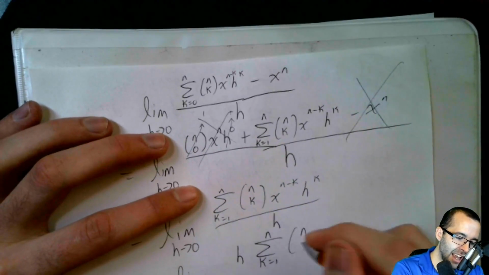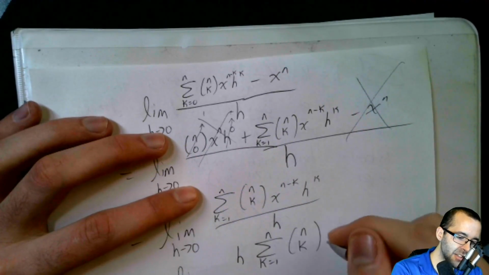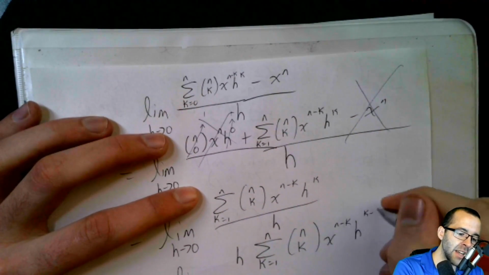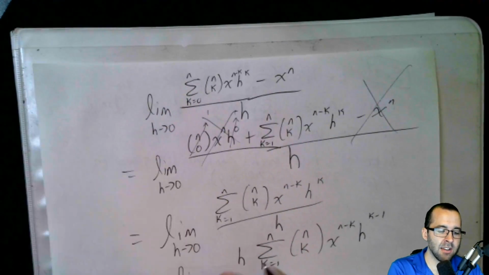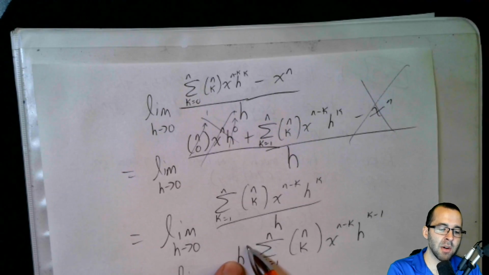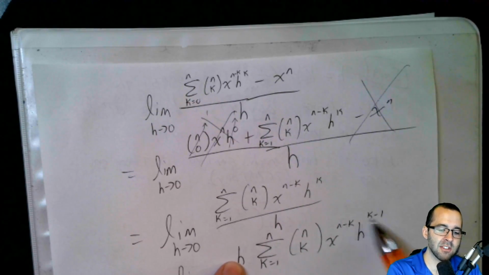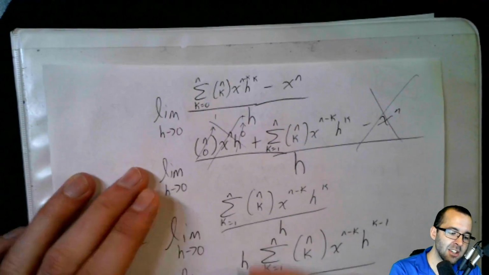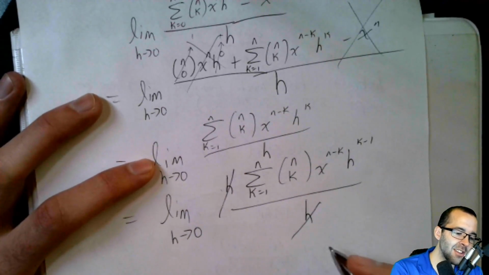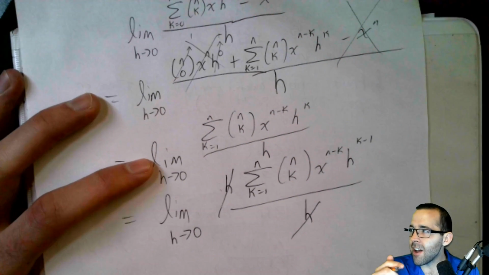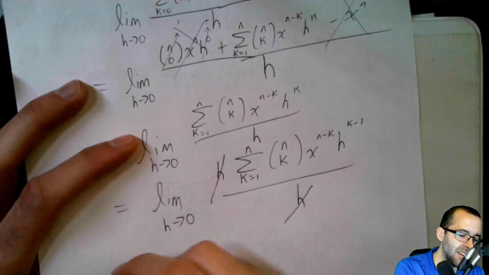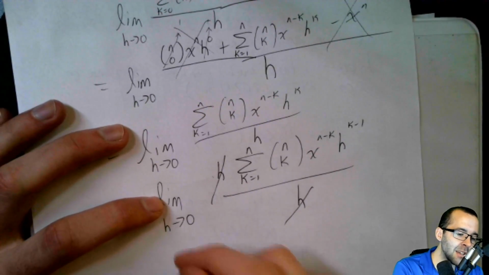Here it comes, guys. N choose k, x to the n minus k, and we lost an h. So it's not h to the k, it's going to be h to the k minus 1. Because again, if you multiplied h times h to the k minus 1, you add the exponents, you add 1 to this, and you just get k all over h. And because we have h times something over h, the h's are going to cancel. And now that we don't have an h in the denominator, we can evaluate the limit by just plugging in the number. So if we plug in h equals 0, what do we get?